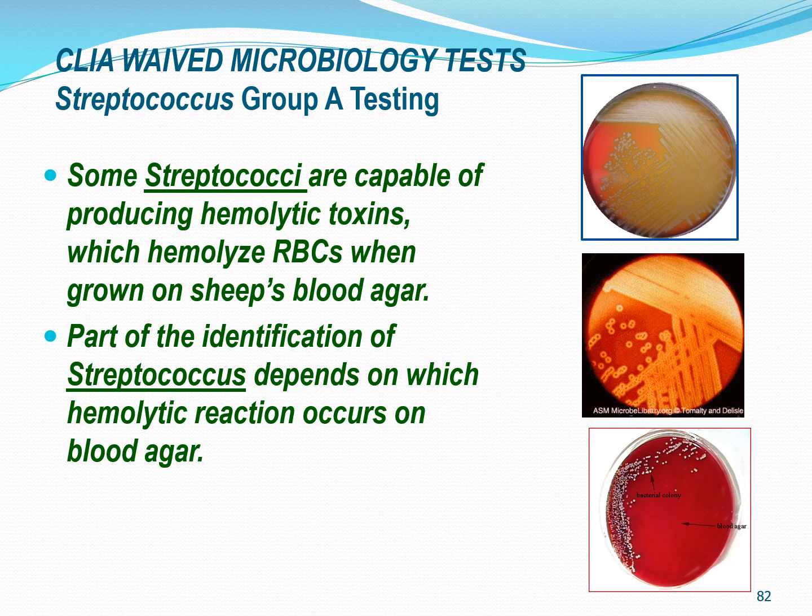Okay, so now we're talking about CLIA waived microbiology tests. The first one we're going to talk about is Streptococcus group A testing. Some streptococci are capable of producing hemolytic toxins which hemolyze RBCs when grown on sheep blood agar.